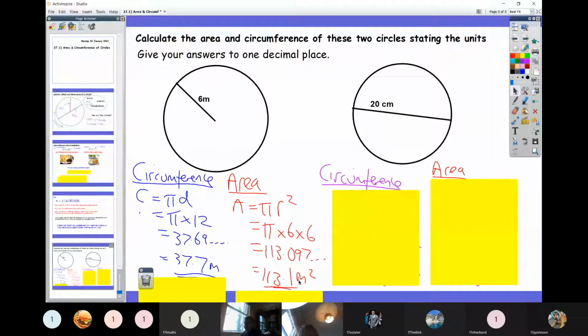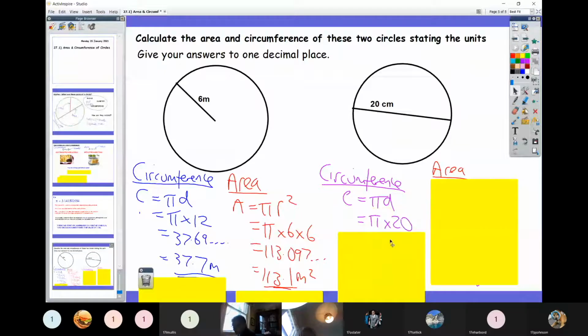Now, moving over to the circle on the right, on this occasion, we've been given the diameter. When we're working out the circumference, that's pi times the diameter. Well, we've been given the diameter as 20, so that's just going to be pi times 20. Pop that into your calculator, round to one decimal place, so 62.8 centimetres.